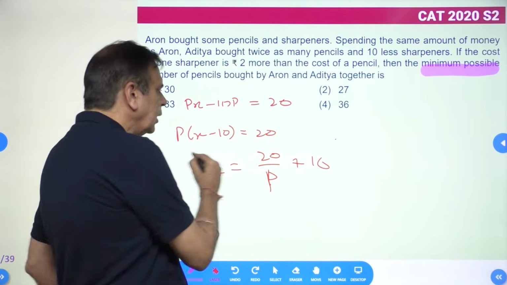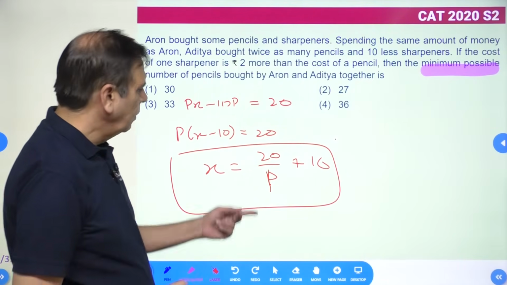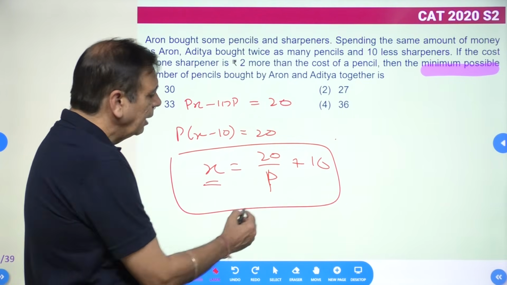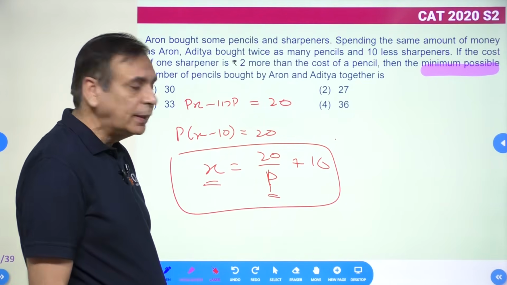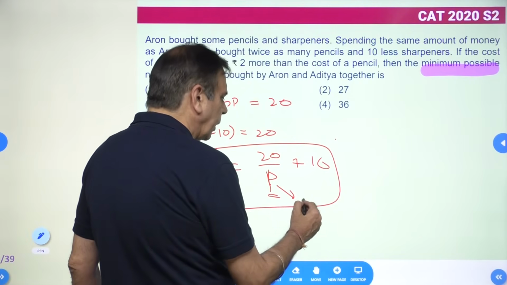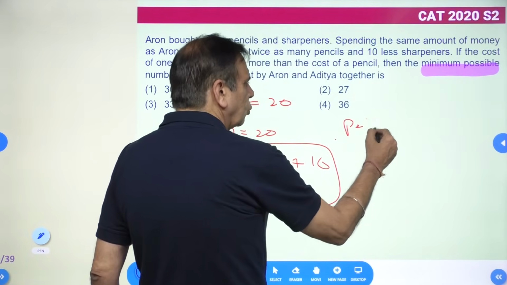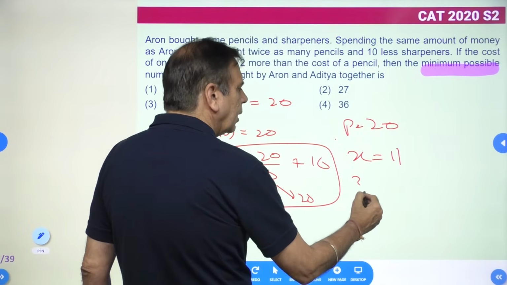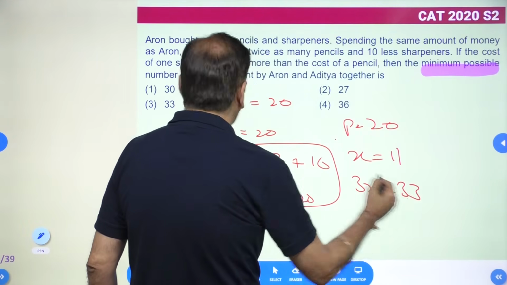Now, when will this value of x be the minimum? When P is maximum. What is the maximum possible value? This has to be an integer. If this is an integer, the maximum value of P is 20. At P equal to 20, you will get the minimum value of x, which is 11. The answer is going to be 3x, which is equal to 33.